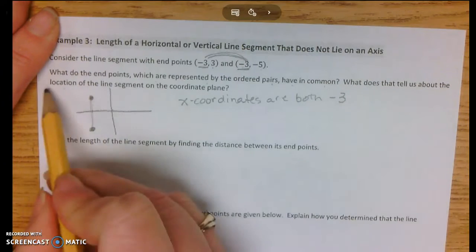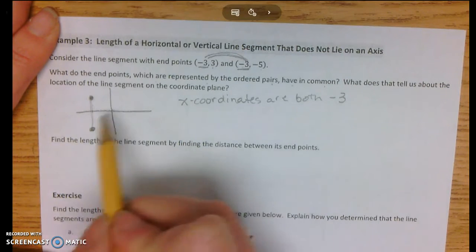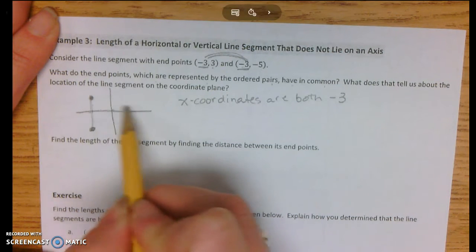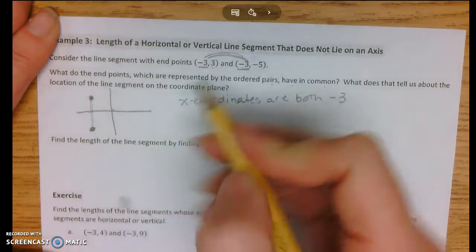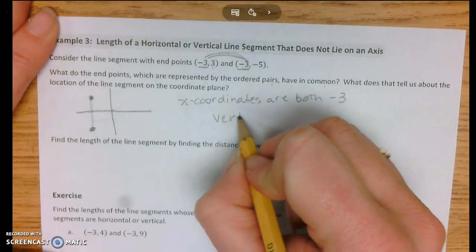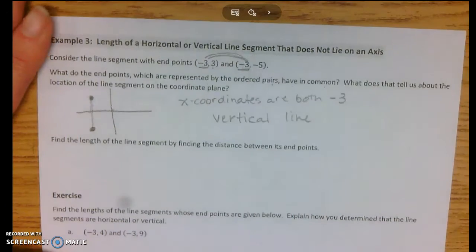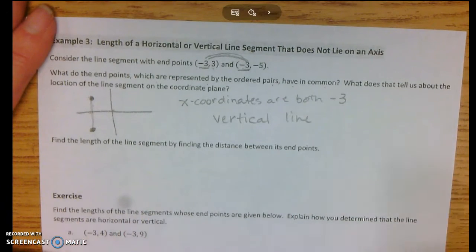So what does that tell us about the location of the line segment on the coordinate plane? Anytime our x values are the same, that means we move left or right the same amount, it's going to line up to be a vertical line. So x coordinates the same equals a vertical line on our coordinate plane. Cool. So now it says find the length of the line segment by finding the distance between its endpoints.